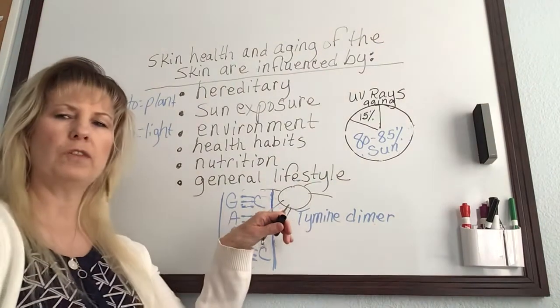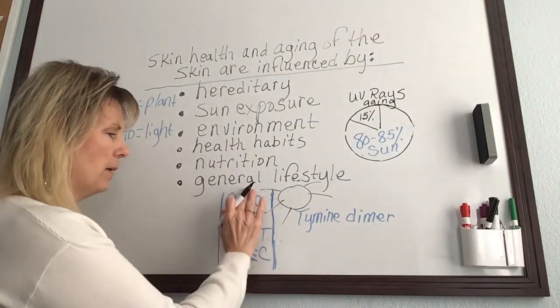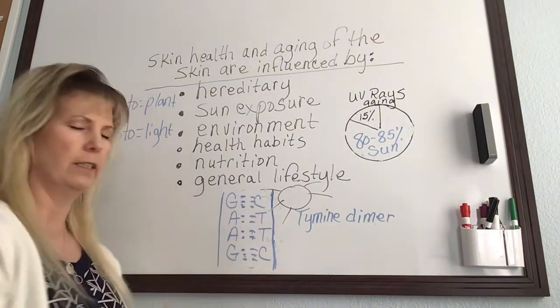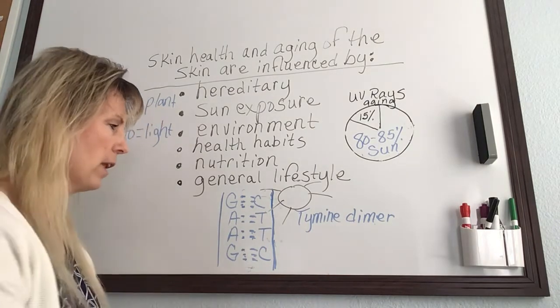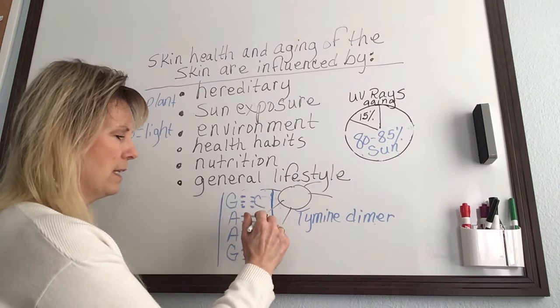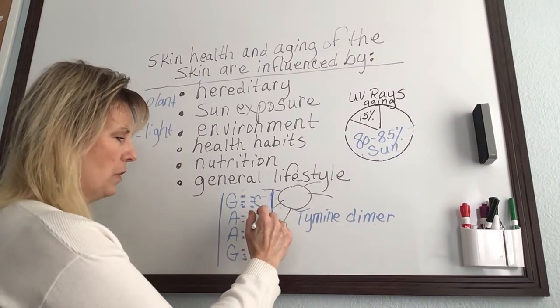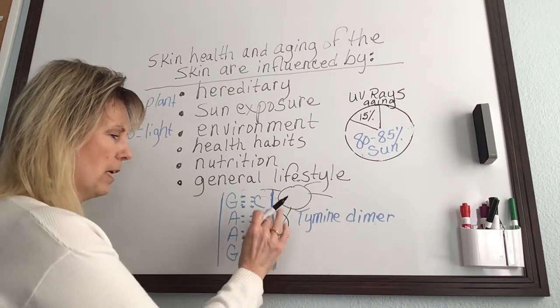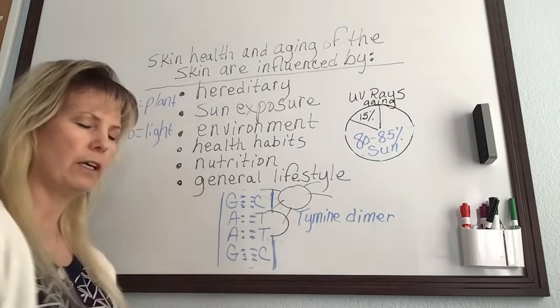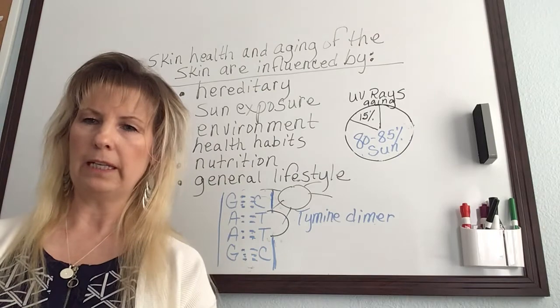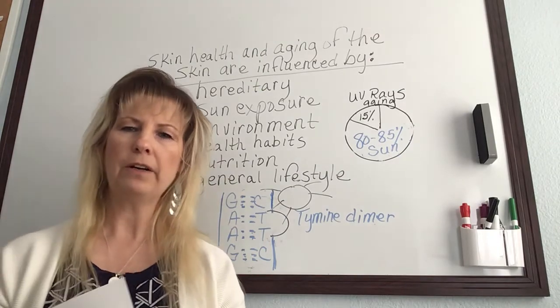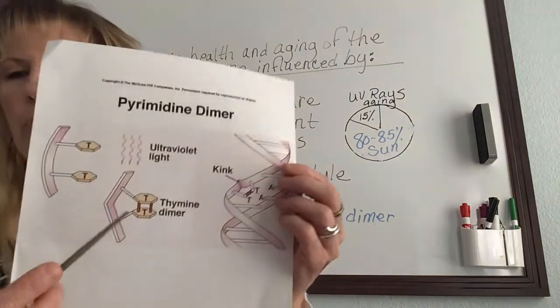So when those UV rays come in, they break these hydrogen bonds in the nucleus of the cell. And what it does is it takes two thymines and binds them together, causing a kink or a bubble in the DNA, in the double helix. So here I have a picture to show you.